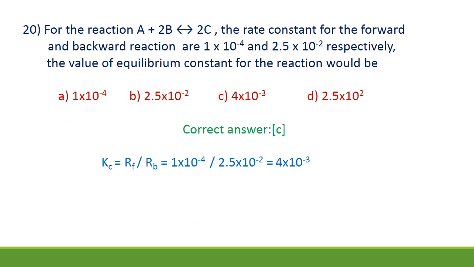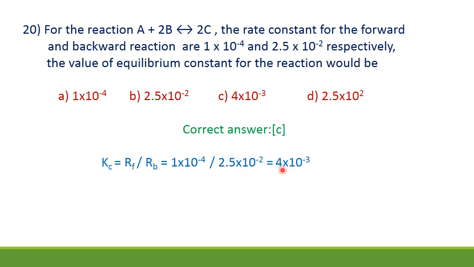Question number 20. For the reaction A plus 2B reversible arrow 2C, the rate constants for the forward reaction and the backward reaction are 1 into 10 to the power minus 4 and 2.5 into 10 to the power minus 2 respectively. The value of equilibrium constant for the reaction would be. இதுக்கு Kc-க்கு ஃபார்முலா என்ன? The rate constant of forward reaction divided by the rate constant of backward reaction. The forward rate constant is given as 1 into 10 to the power minus 4. The backward rate constant is 2.5 into 10 to the power minus 2.